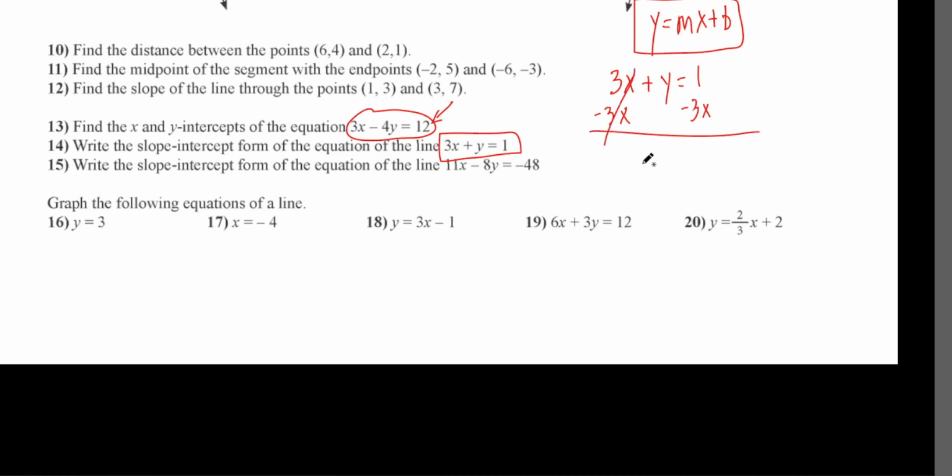All right, cancels. Y equals, what do we do with these? Put them in a different order, right? So what's it going to be? Negative 3x plus 1. Does that look familiar now? Yep. Feel better? Okay. Yeah, sorry about that. Oh, number 15 is like the one we just did.